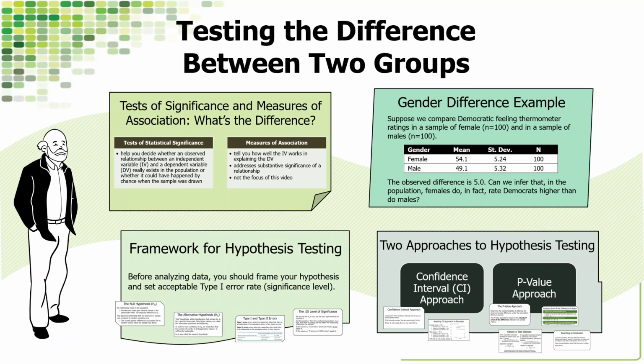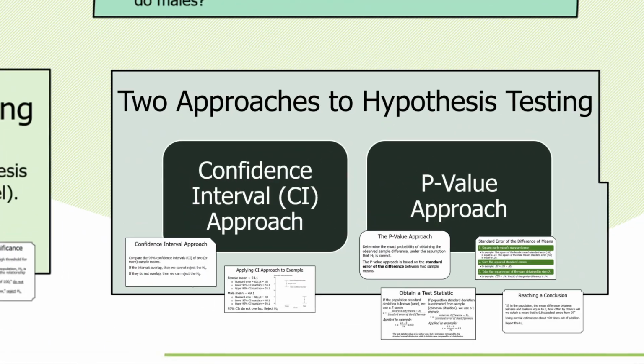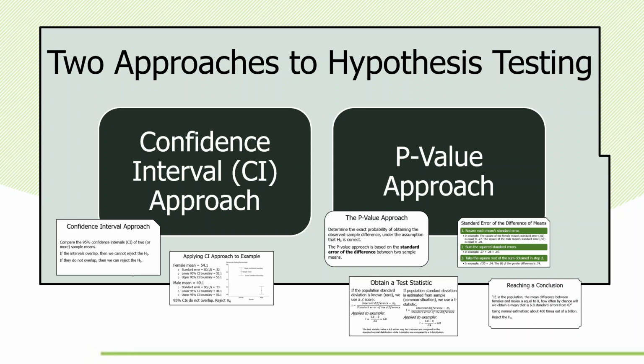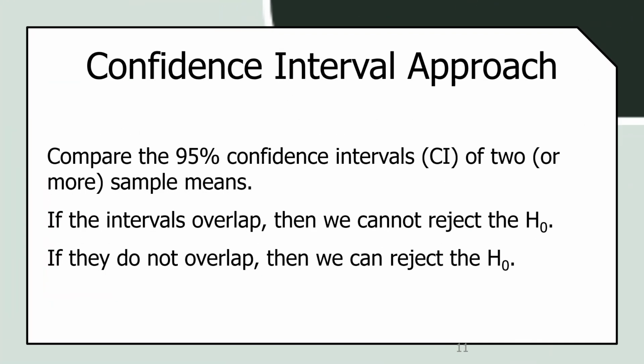The first way you're familiar with. Suppose we have a female sample mean and a male sample mean. We would compute the 95% CIs for each mean and compare those CIs. Obviously, if the two 95% CIs do not overlap, we can reject the null hypothesis, and if they do overlap, however, we cannot reject the null hypothesis. Compare the 95% CI of 2 or more sample means.